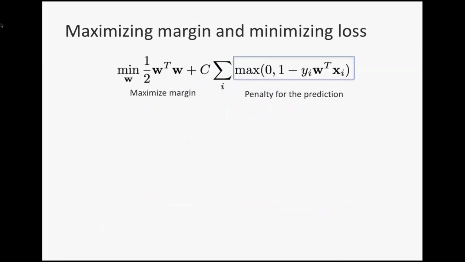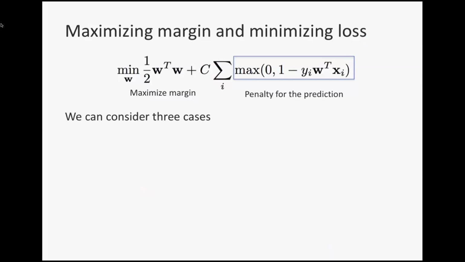Let's examine this objective. It has two terms. It has no constraint, importantly. The term on the left says minimize W transpose W. Minimizing W transpose W is equivalent to maximizing the margin. The second term has a summation over the entire data set. And to answer the earlier question, how do we find the slack? Well, there's no slack anymore. This summation is over the entire data set. For every single example, you compute this quantity. And it turns out you can interpret that quantity as a penalty for making a prediction using this weight vector W.